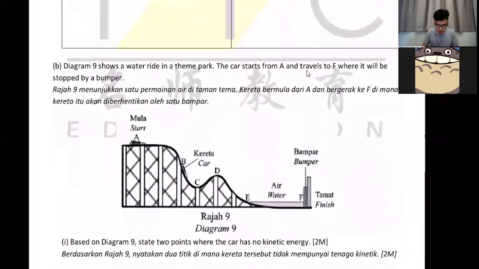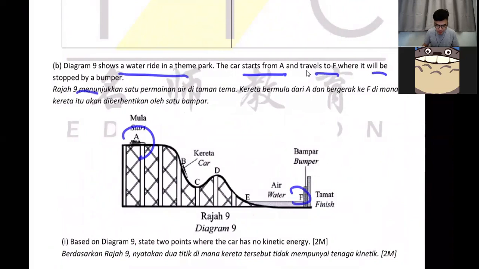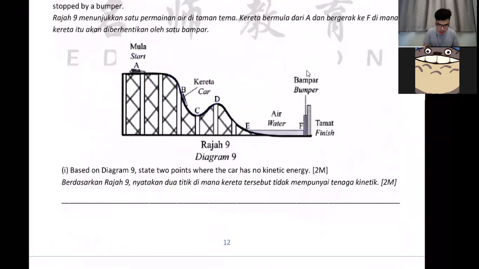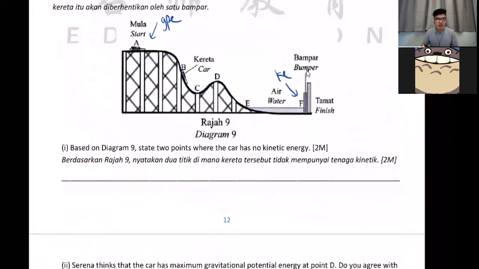All right, so B is a water ride. The car starts from A, travels to F, where it will be stopped by a bumper. So that means the car will go wee like that. Here has the most GPE, here has the most KE. Remember, gravitational potential energy and kinetic energy. Energy will be converted. So state 2 points where the car has no kinetic energy. When the car is not moving, it will be at A, and I think it will be at F. F is when the car stops. When this thing langgar the bumper, this thing stops. Then there's no more speed. Okay, the thing is zero.